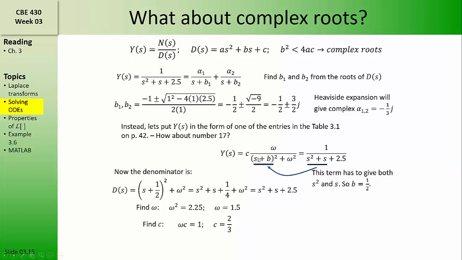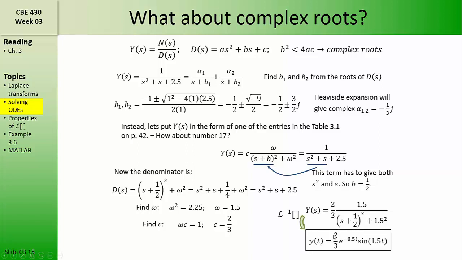Now we can find the coefficient c that multiplies this entire term. Omega c must be equal to 1, so c must be 2/3. Therefore, y of s is 2/3 times 1.5 over (s plus 1/2) squared plus 1.5 squared. This can be inverted using entry 17 in table 3.1. This method of resolving the complex roots in the denominator is called completing the square.